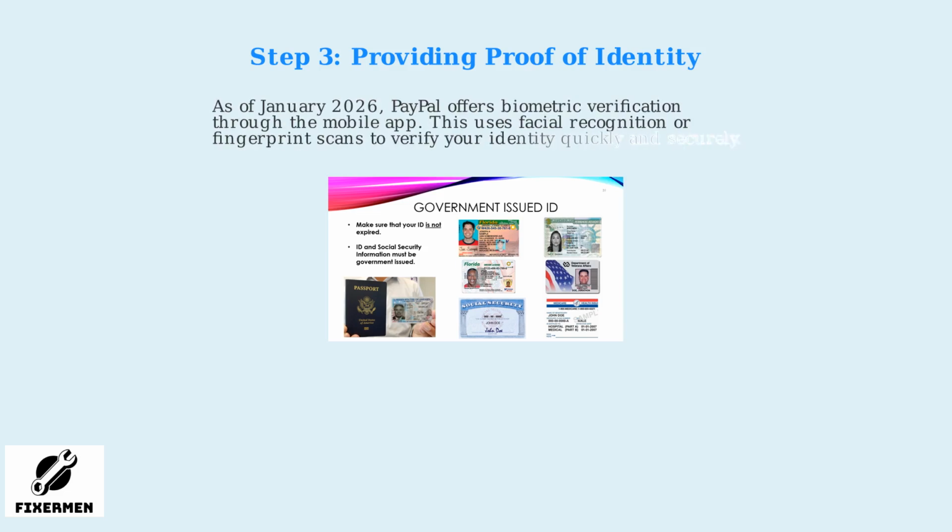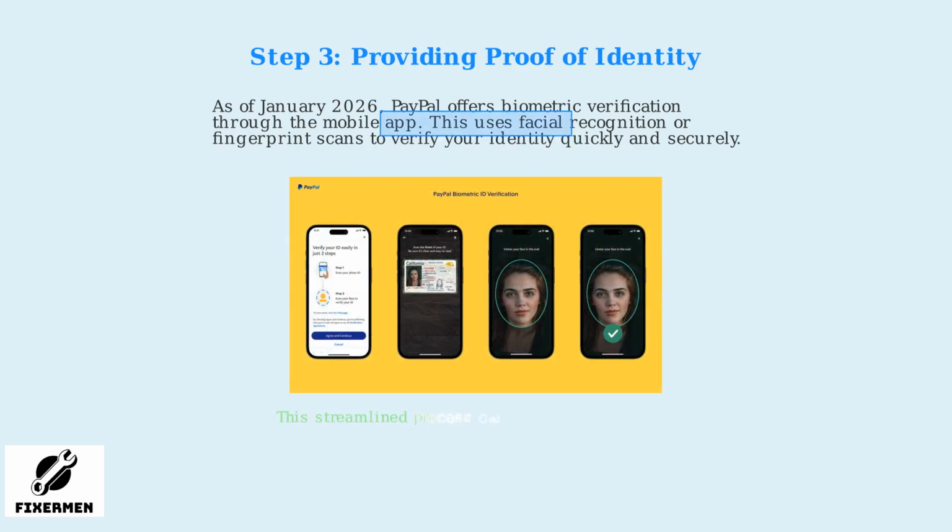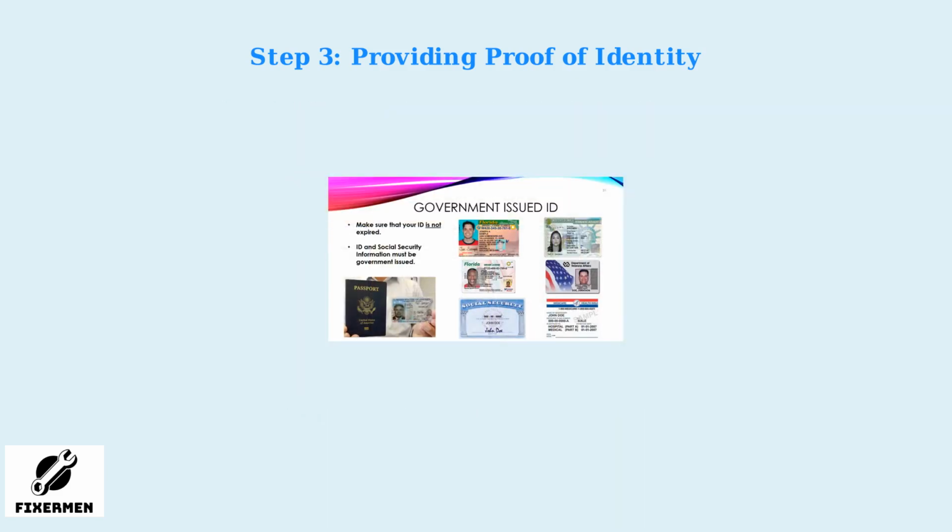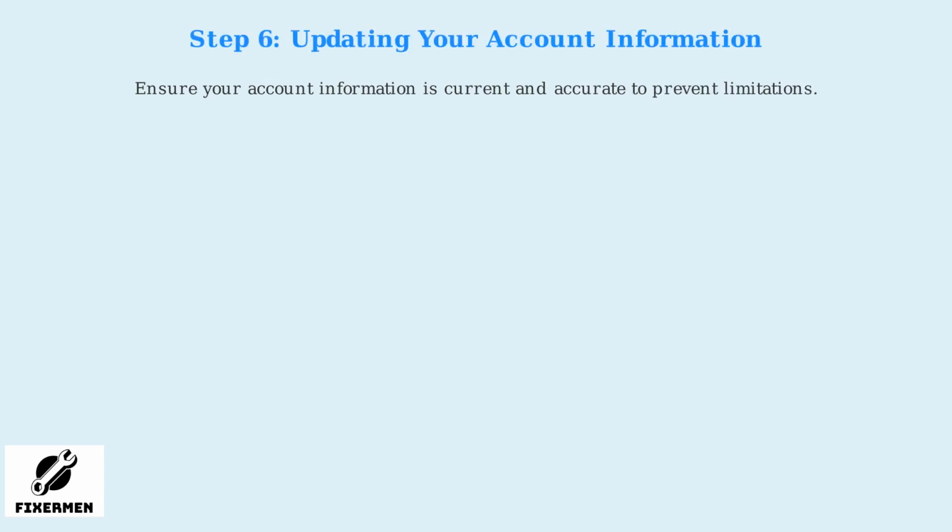Starting in January 2026, PayPal introduced biometric verification through their mobile app. This modern approach uses facial recognition or fingerprint scans to confirm your identity, making the process faster and more secure than traditional document uploads. Step 6 focuses on keeping your PayPal account information up to date. Accurate details help avoid limitations and ensure smooth account access.